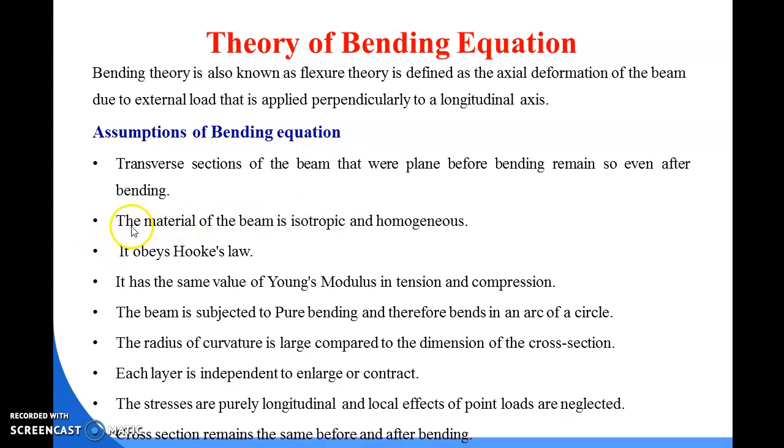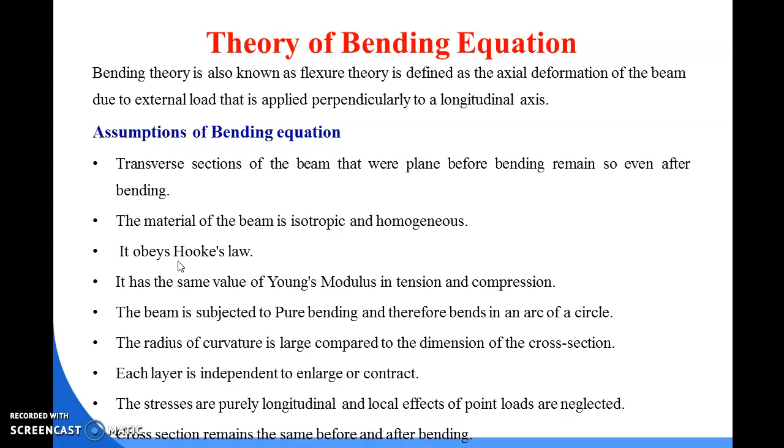Then the next assumption is that the material of the beam is isotropic and homogeneous. Isotropic means the same property in all directions, and homogeneous means the same properties at each individual point. The next assumption is that it always obeys Hooke's law. We know Hooke's law states that within an elastic limit, the stress is directly proportional to strain.